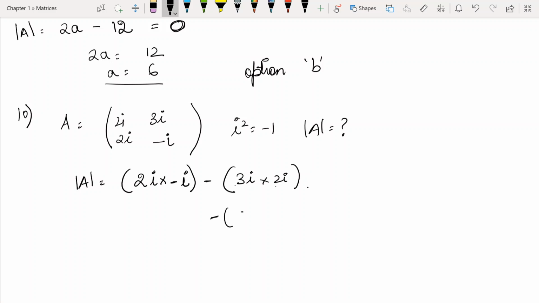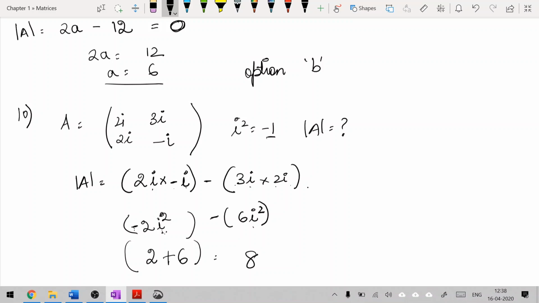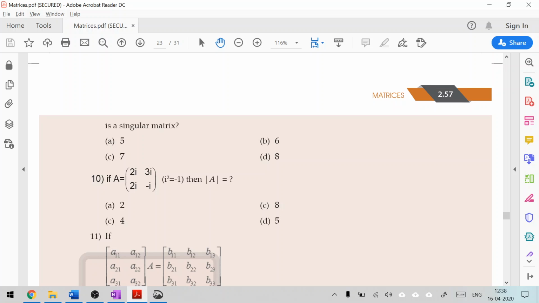So 2 3s are 6, i into i square. Similarly here, 2 will remain as it is, i into i is i square. There's a negative which you will put here. Now i square value is minus 1. So substitute here and here. When you substitute minus 1 here, minus 1 into minus 1, it will become 2 positive. Here minus into minus plus 6. So answer is 8. 8 is the value of the determinant. Option C.